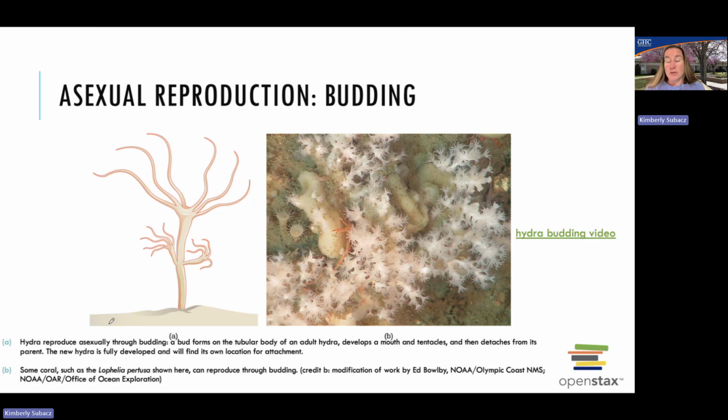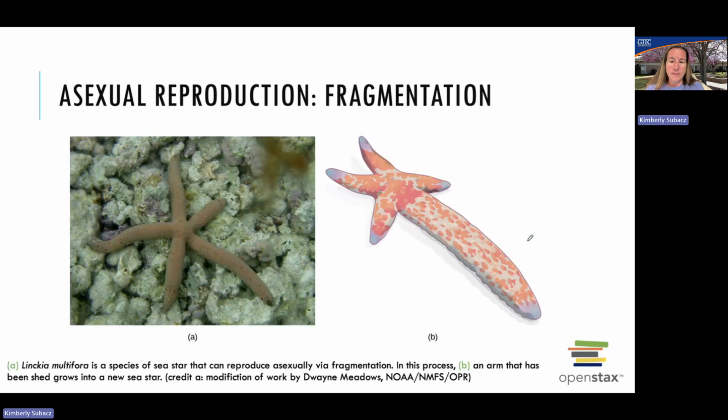Or it could just stick around. Sometimes they'll just stick around like sponges. Sometimes you'll just see the next one growing and then you'll have a whole mass of it. But that's budding. We have a little video of a hydra budding in 3D. And then we have fragmentation, which is another type.